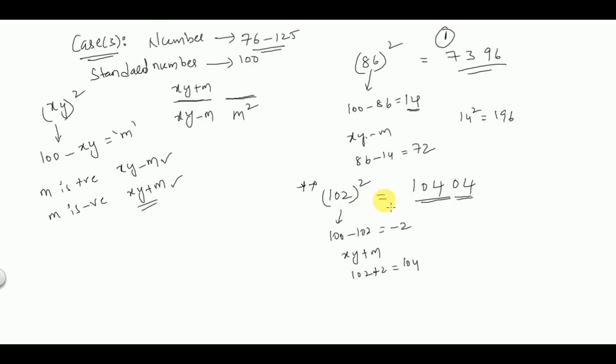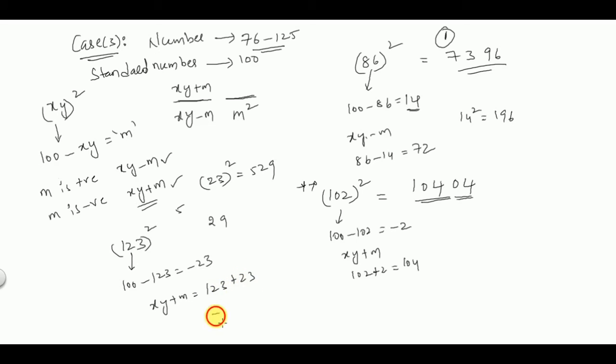Is it so simple? So if you want, you can take another number, 123 whole square. Okay, so if you subtract 123 from 100, it gives you minus 23. m is negative, and 23 square is 529. So we'll write 29 here and keep 5 aside. Now m is negative, so xy plus m is 123 plus 23 is 146. So to 146 we have to add 5. So 146 plus 5 will give you 151. That's all.